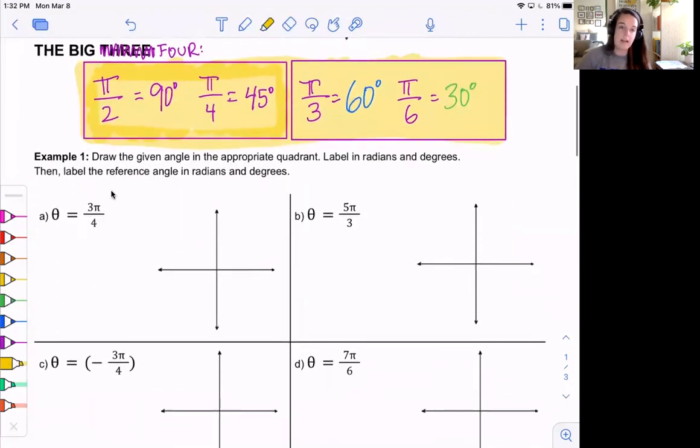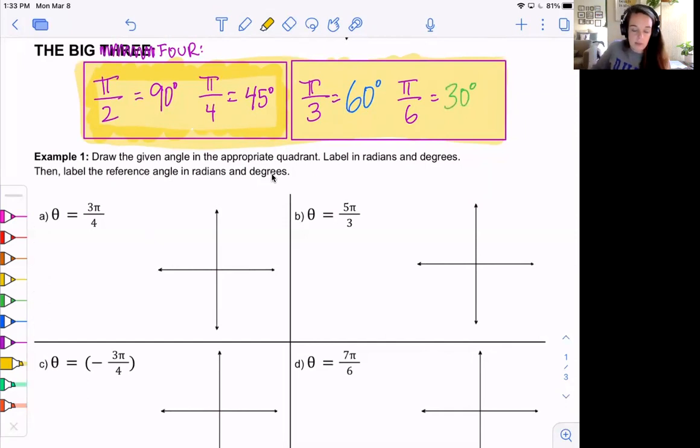I'm going to use these in order to figure out where these angles are. So let's start with reading the directions. Draw the given angle in the appropriate quadrant. So we want to draw it. Label in radians and degrees. We already have it in radians, so we're going to label it in degrees as well. And then we're going to label what's called the reference angle in radians and degrees.